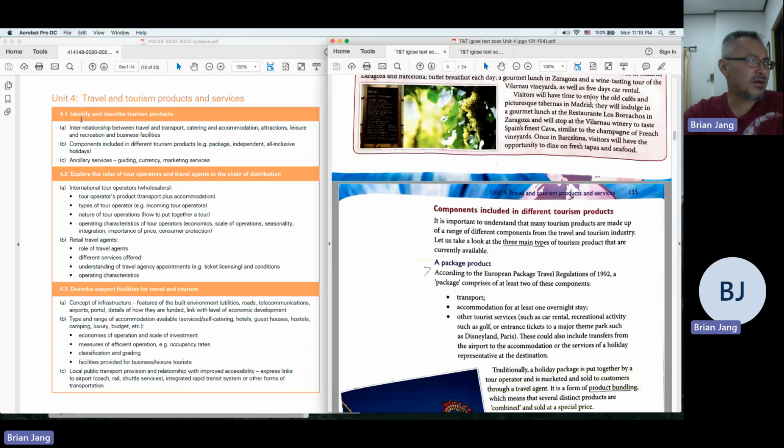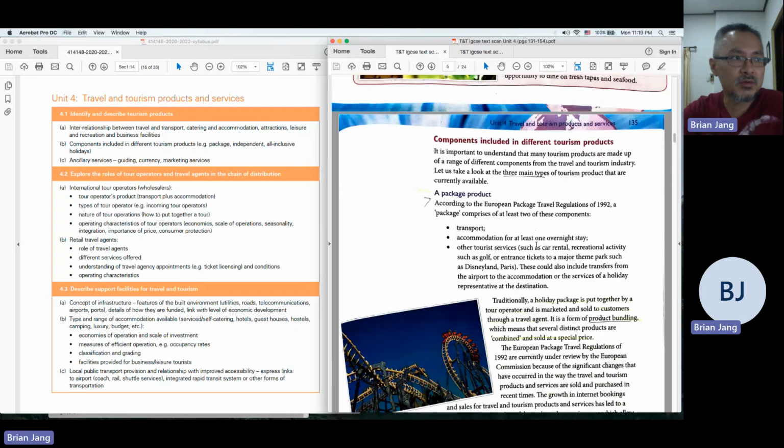By the way, 4.1, identify and describe tourism products, is pages 132 through 140. B, components included in different tourism products. This is important too. Also realize that products can be packaged in various ways. A packaged product usually has at least two components. The most traditional one is transport and accommodation as part of a package. What people decide to do at the destination is totally up to them, but at least how to get there and where to stay is covered.